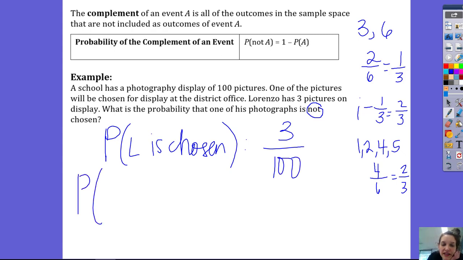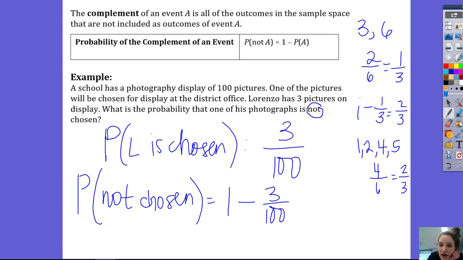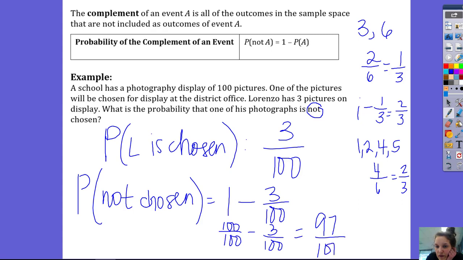So the probability of the complement, that Lorenzo's is not chosen, would be 1 minus 3 over 100, which 1 is just 100 over 100. So they have a common denominator now. 100 minus 3 is 97. So sometimes it's easier to find the probability that the event happens and then subtract it from 1 to get the probability of the complement. So the probability that Lorenzo is not chosen would be 97 out of 100.